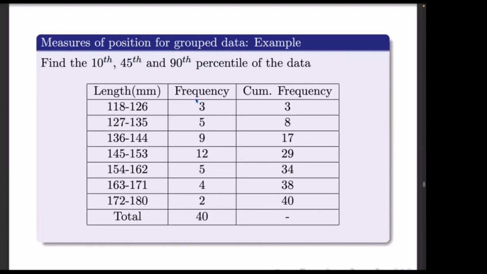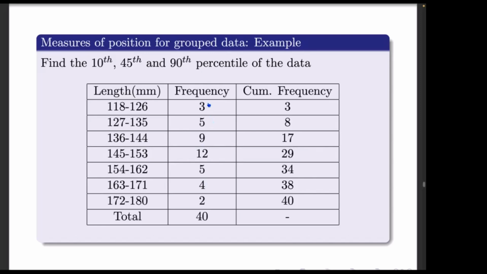So with the 10th, L10 is equal to 10 over 100 multiplied by our N. Our N here is 40. So multiplied by 40 plus 1, we get 4.1. We don't have 4.1 as a position. Position, we know it's first, second, third. We don't have any 4.1.